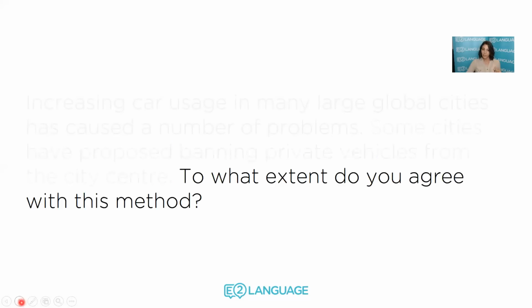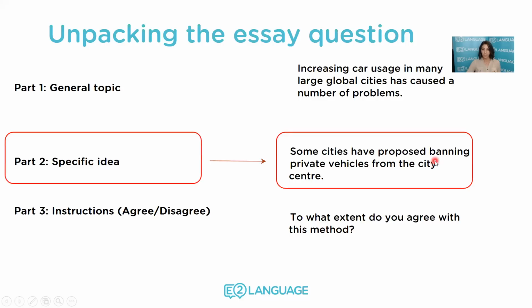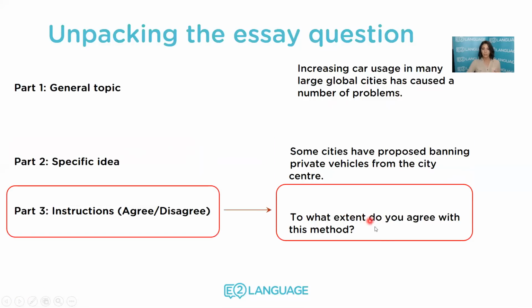And then part 3 is: to what extent do you agree with this method? So, to what extent do you agree that cars should be banned in city centres? The general topic is increasing car usage. The specific idea is that, because there are many problems with cars in cities, we should ban them. Then part 3 is what do you have to do? You have to explain whether you agree or disagree with this method. So there are the 3 parts of our essay question.